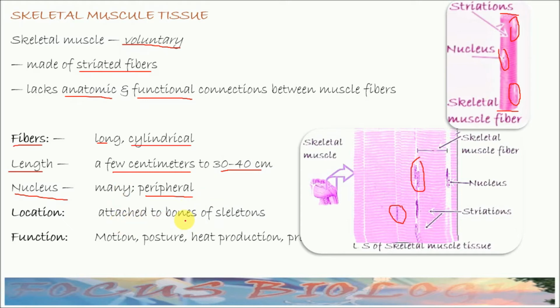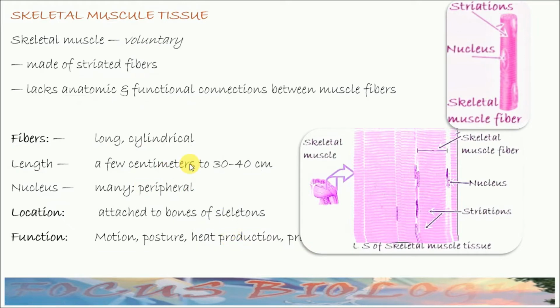Muscle fibers are attached to bones of skeletons. They are responsible for motions, posture, heat production and protections.